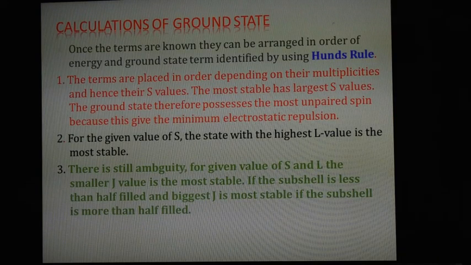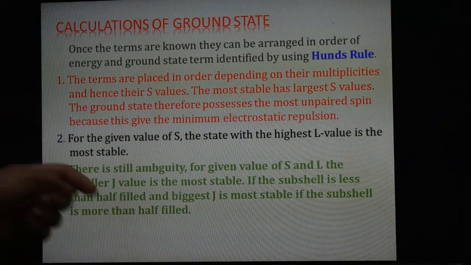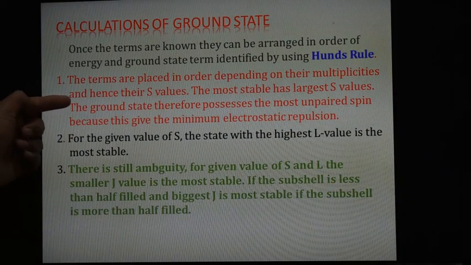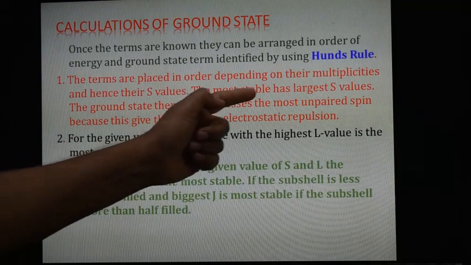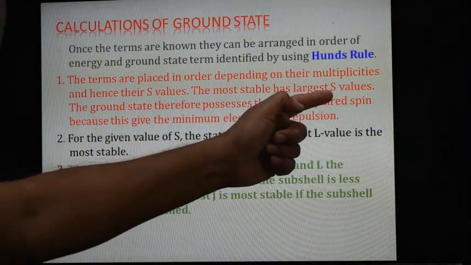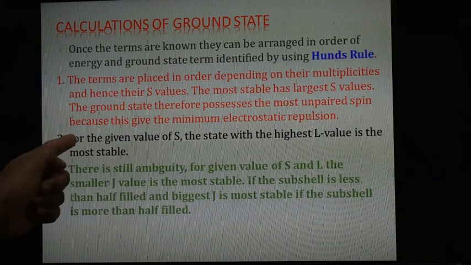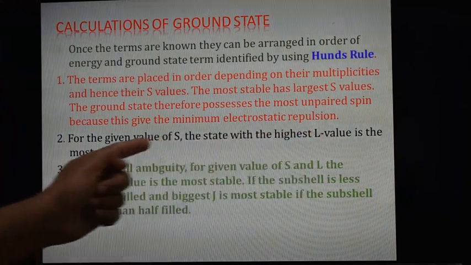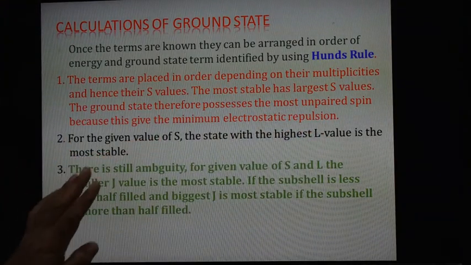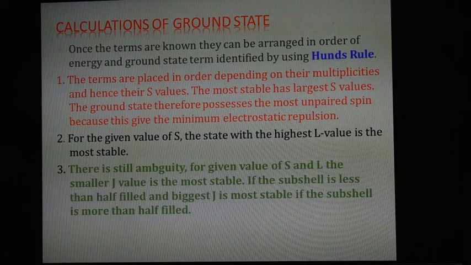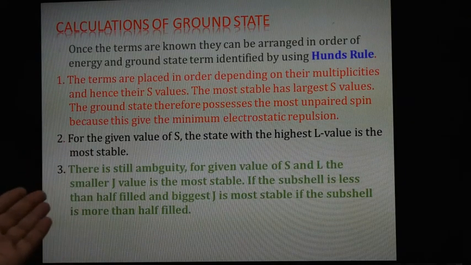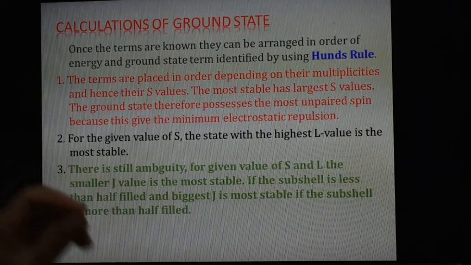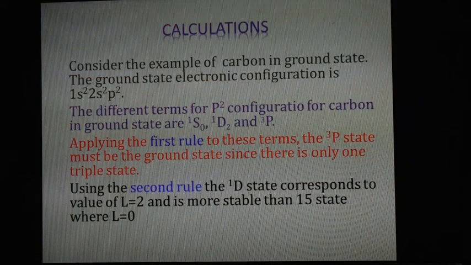After calculation of the ground state term, we also have to use Hund's rules to see which system is more stable. There are three important Hund's rules. The first rule says the more stable system is the one having the largest S value. In the second rule, for a given value of S, the state with the highest value of L is the most stable. In the third, if there is still an ambiguity, then for given S and L, the smaller J value is the most stable if the subshell is less than half filled, and the biggest J value is the most stable if the subshell is more than half filled.